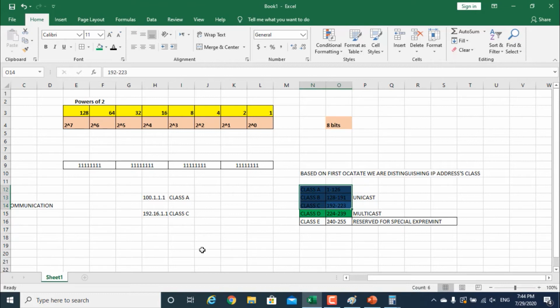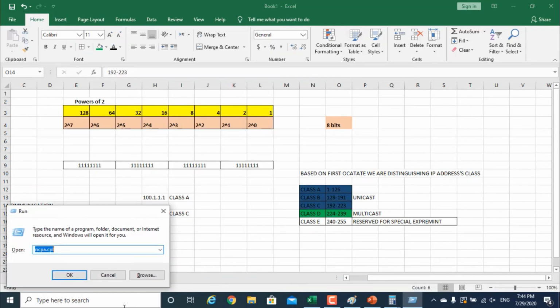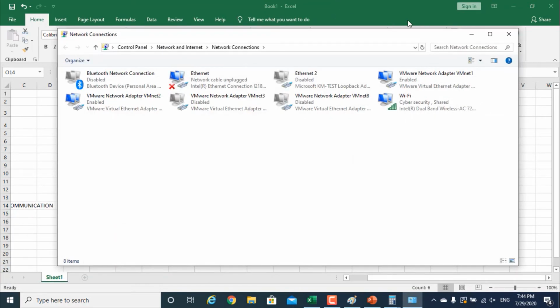Now guys, you got to know what you can use. For example, if someone is asking you to please assign an IP address for them, you will just go to their adapter settings.